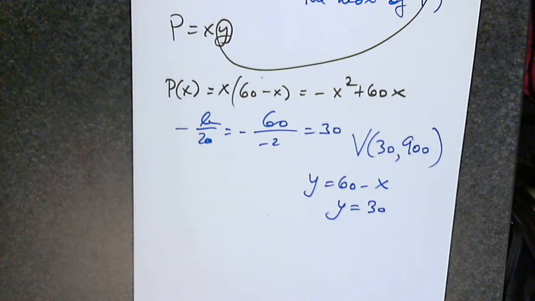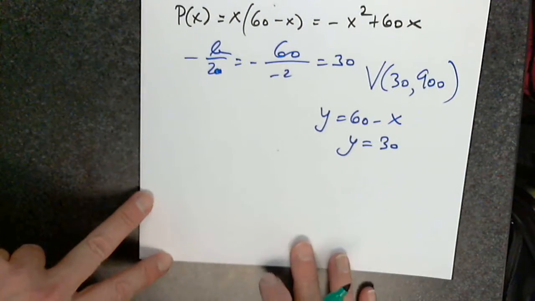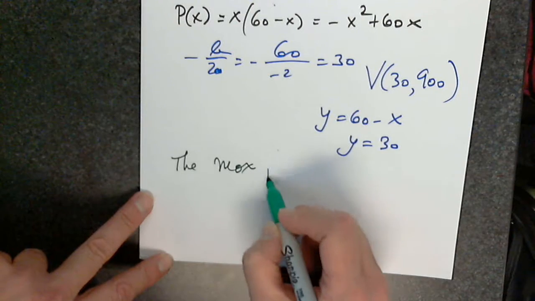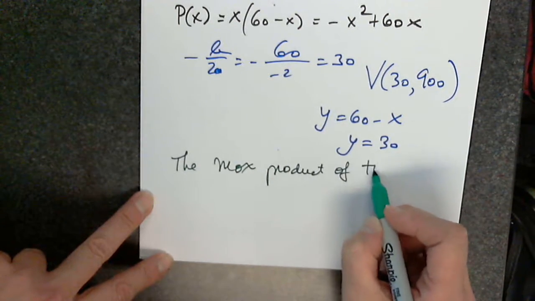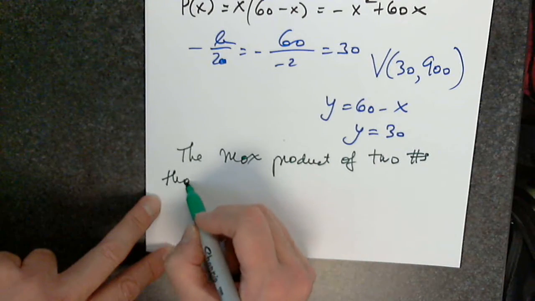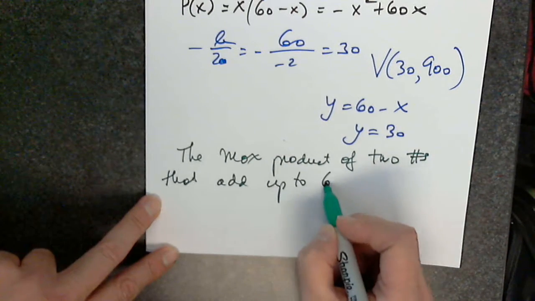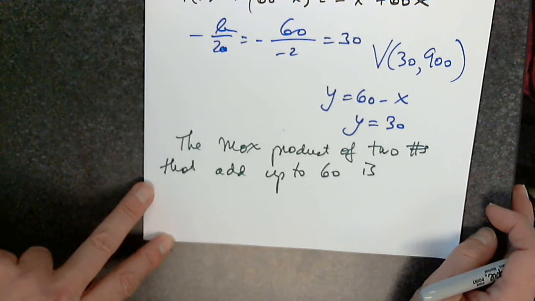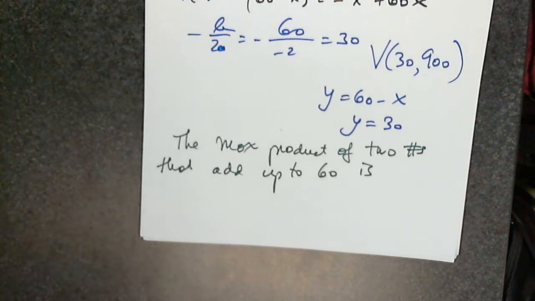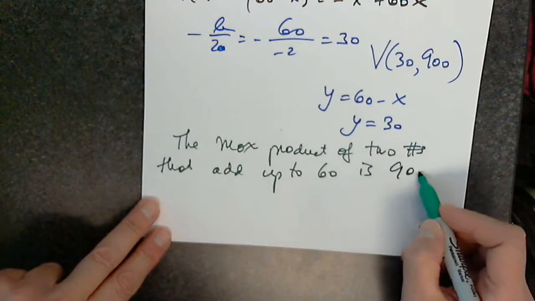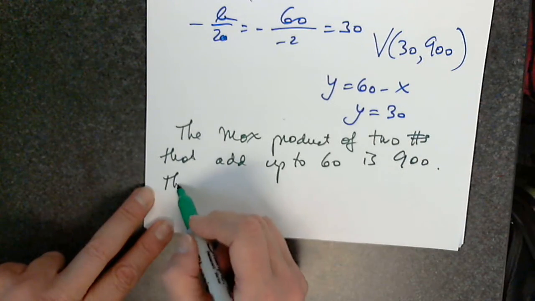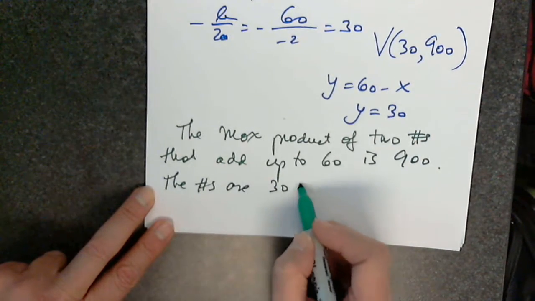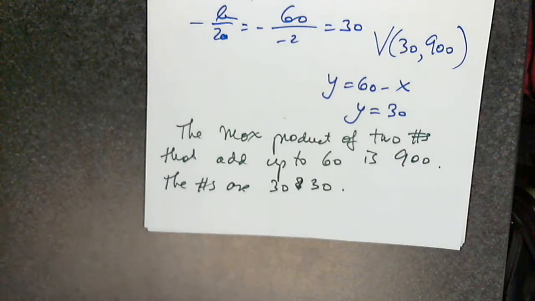So how will you write the answer? I will write this. The maximum product of two numbers that add up to 60 is 900, full stop. The numbers are 30 and 30. Let's revise what we just did.